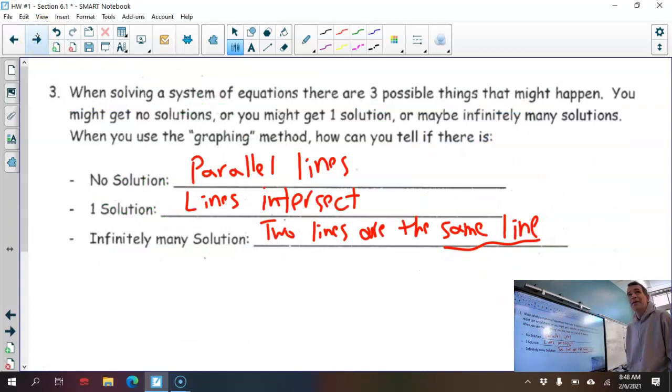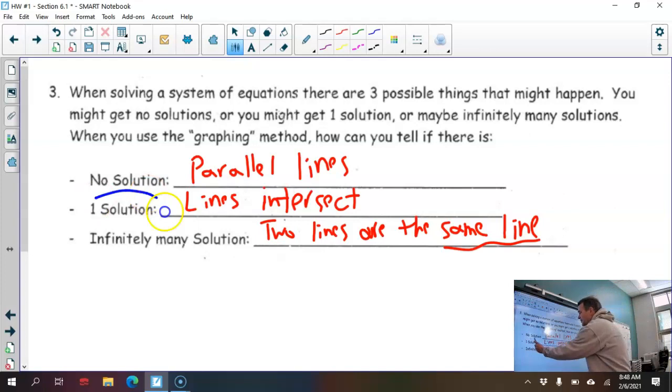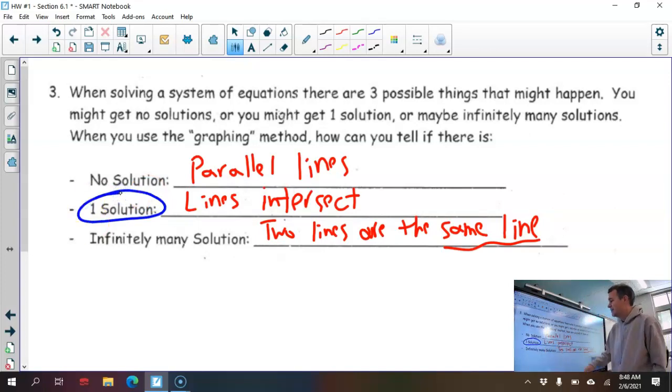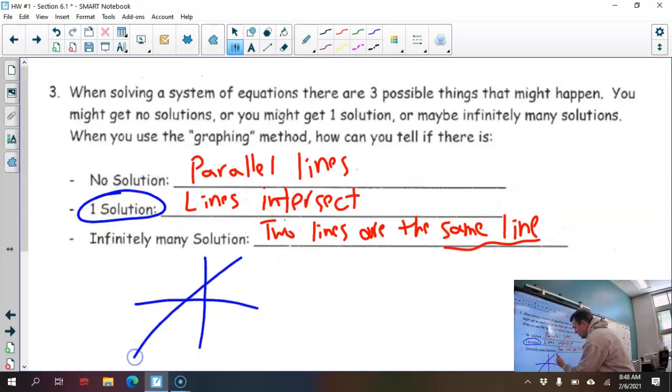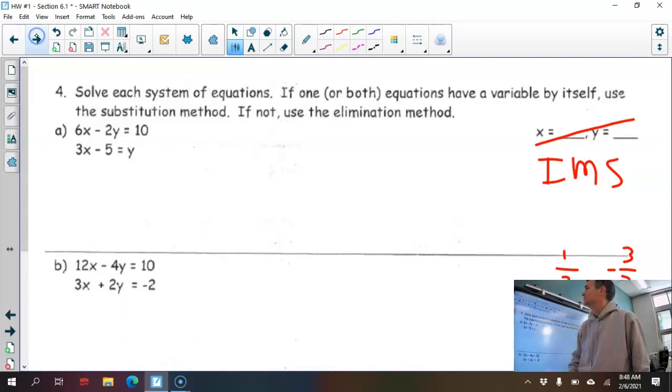All right, so I think we know this, but there is no solution when the lines are parallel because there's no point of intersection, right? The solution is where the lines intersect. So if they're parallel, there'd be no solution because there's no point of intersection. If they do intersect, there'd be one solution. And if they are the same line, right on top of each other, then every point that is on those lines is a solution. So there's infinitely many solutions. Not all, just infinitely many.